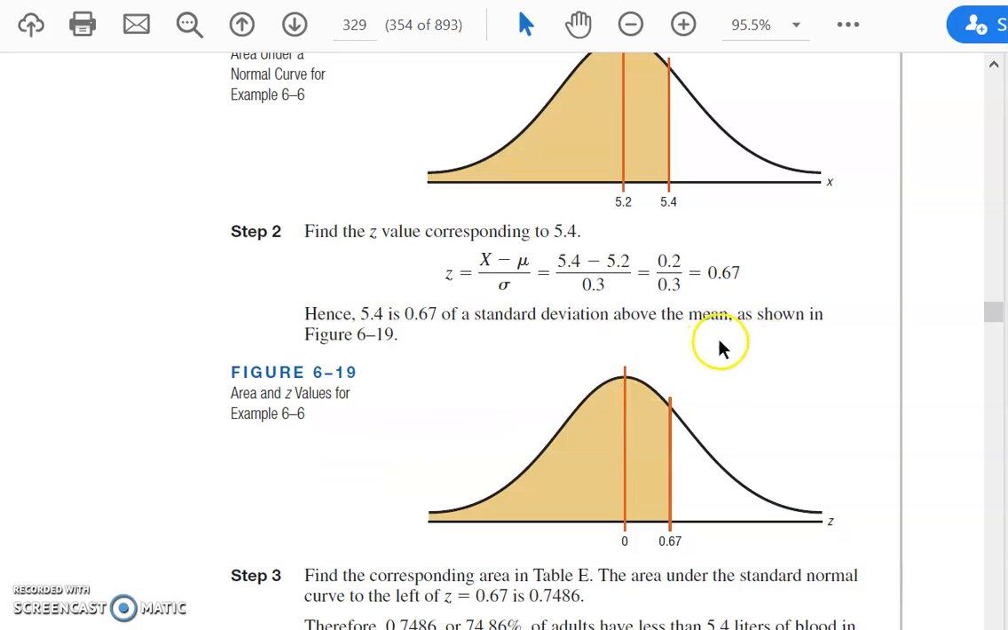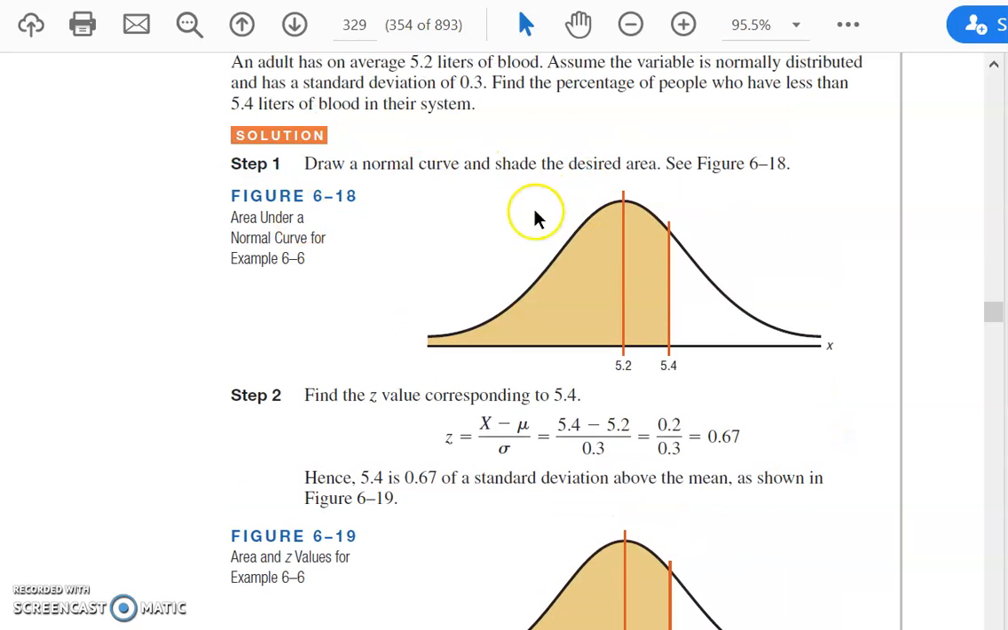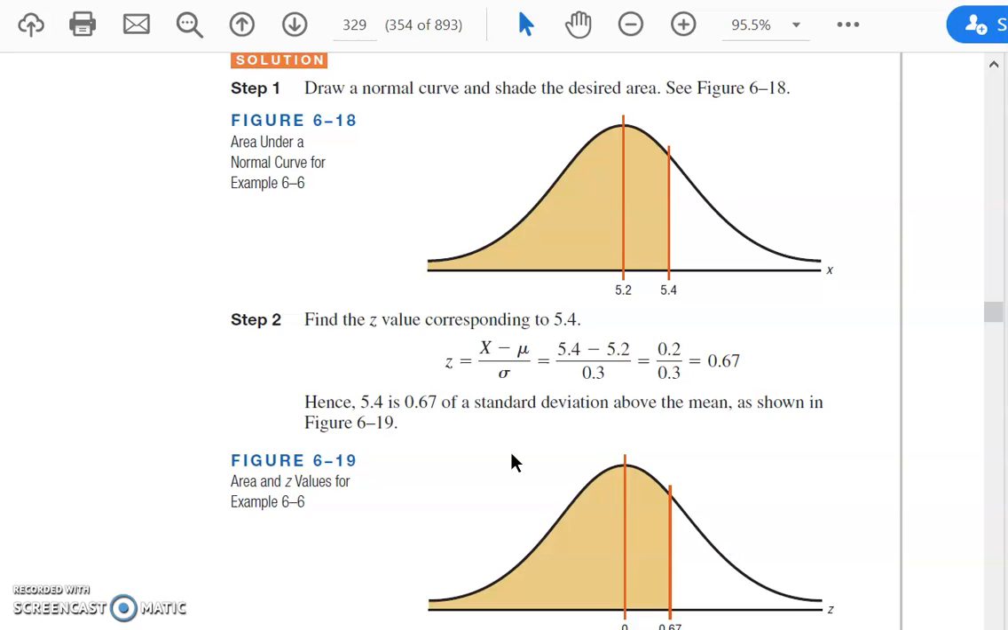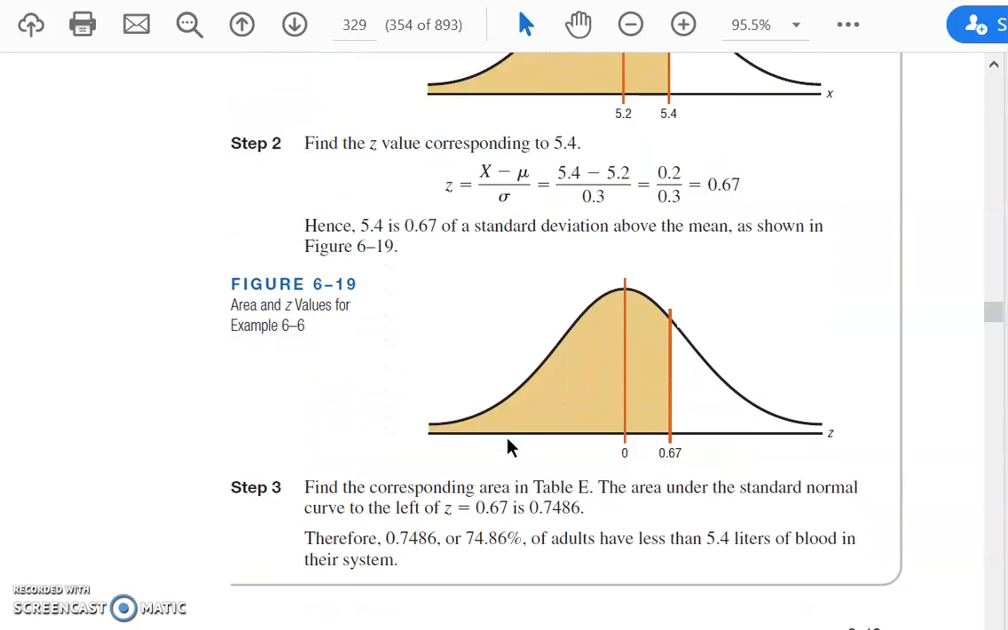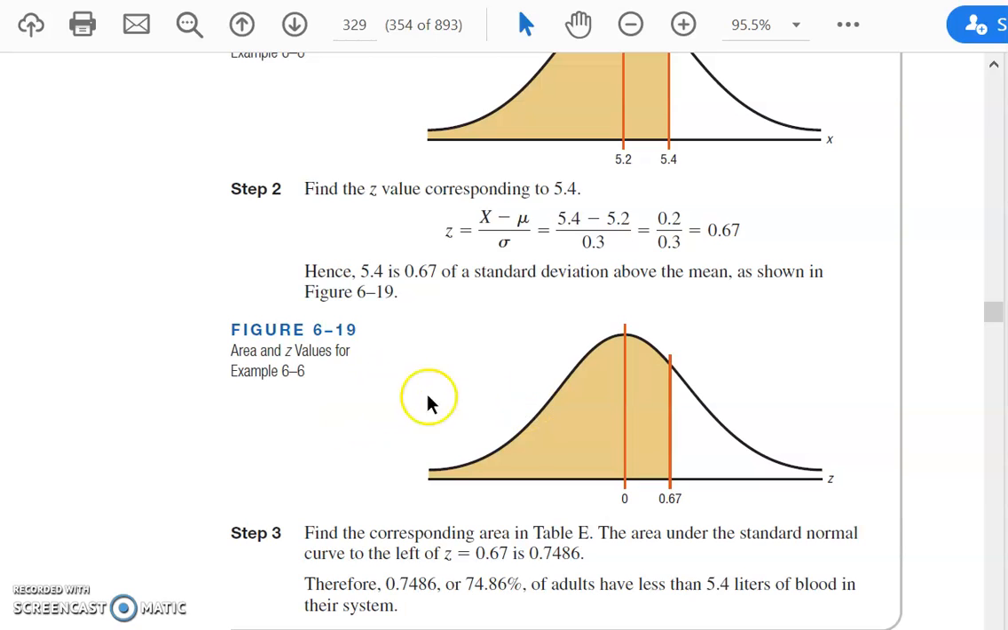Okay, so the standard deviation we're talking about is the sigma of the original data points. That has to be true because the standard deviation of the z scores is 1. That's part of the definition. I hope I didn't confuse you there. So there it is, 0.67.